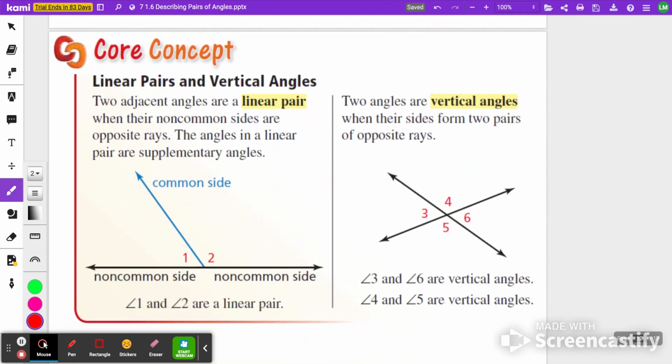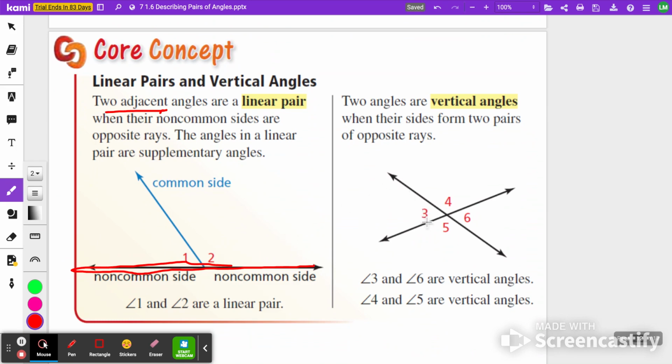The final piece we're going to talk about is linear pairs, okay? Linear pairs are two adjacent angles, so that's where we want to fill in our blank, and they make a linear pair when their non-common sides are opposite rays. So these are making a line. These are technically considered adjacent angles, but they're also considered linear because they're making a line.